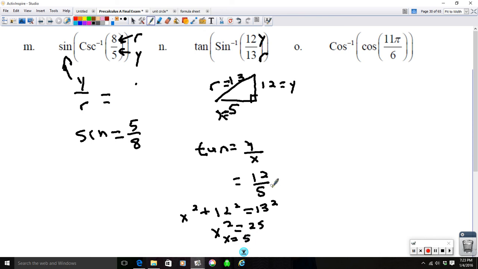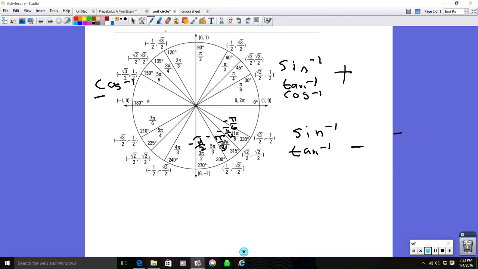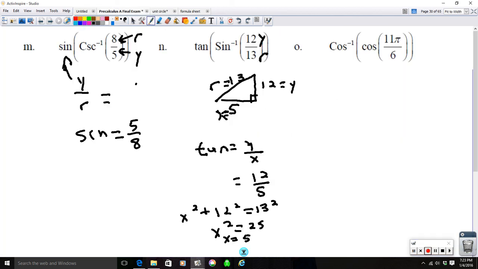Finally, letter O. So cosine of 11 pi over 6. So go to your unit circle, go to 11 pi over 6, and cosine is root 3 over 2. So we still got root 3 over 2 there, and now we need to know what is cosine inverse of root 3 over 2. So what's the angle when cosine is root 3 over 2?